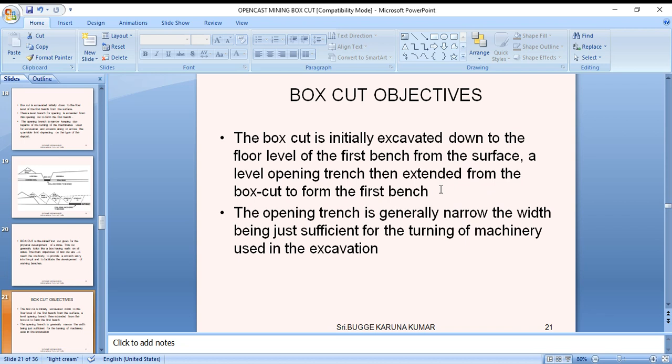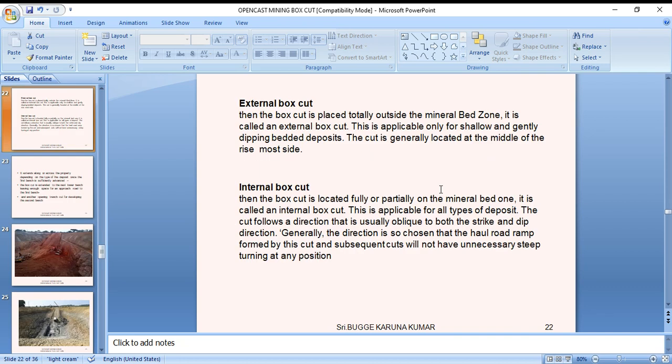The box cut is already given in the early slide. The floor level of the first bench from the surface is a level opening trench that extends from the box cut for the first bench. A general narrow width sufficient for machinery movement is required. So, what is meant by external and what is meant by internal?